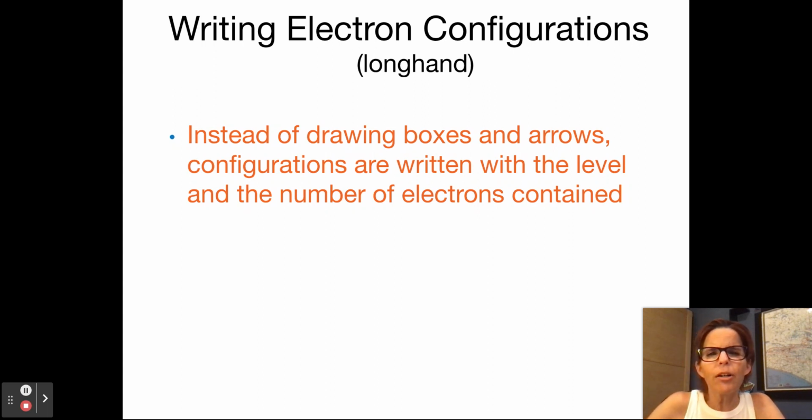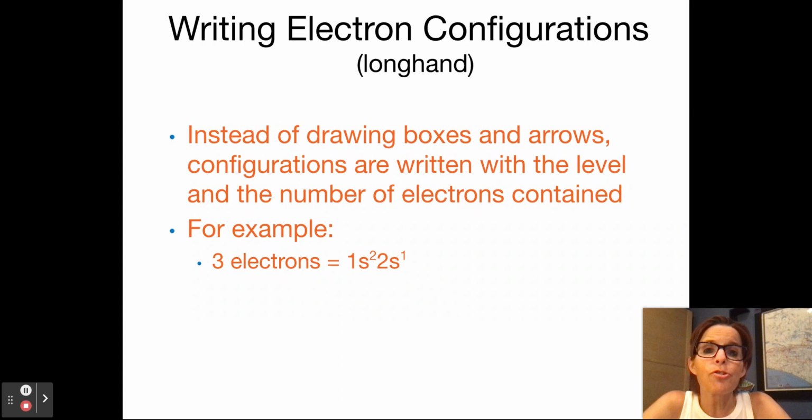So instead of showing all the boxes and the arrows, you're going to show just how many electrons are in each level. So in the 1s orbital, you put 2 electrons. In the 2s orbital, you put 1 electron. Easy peasy.